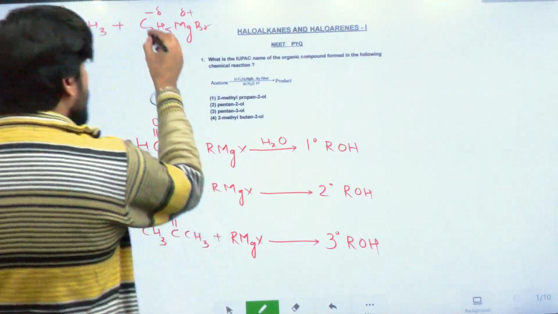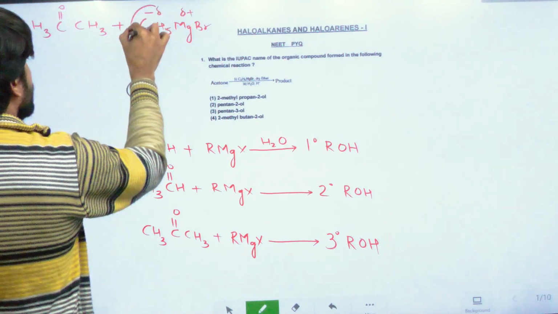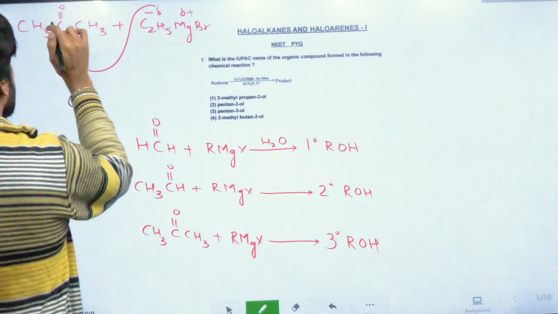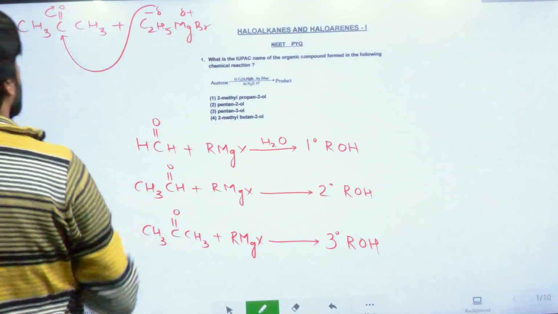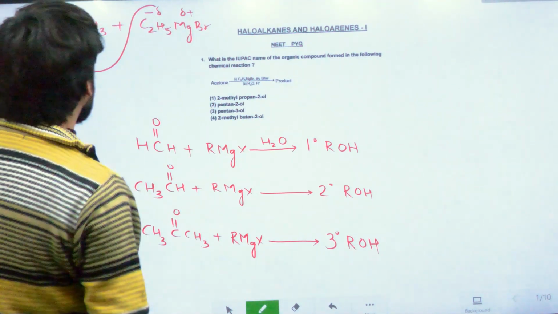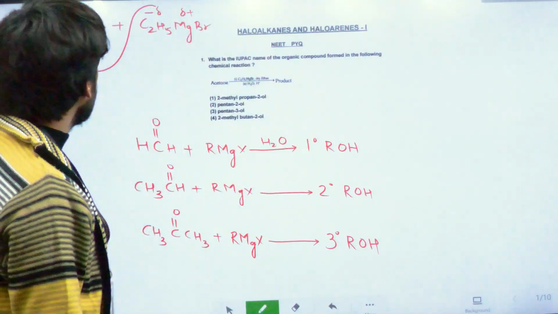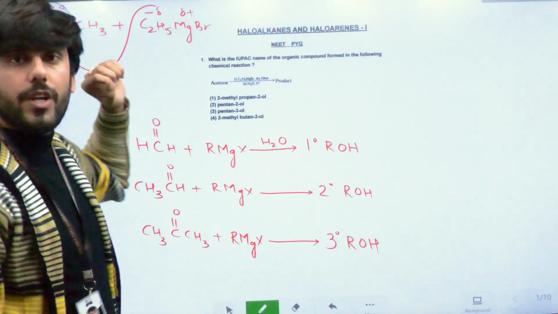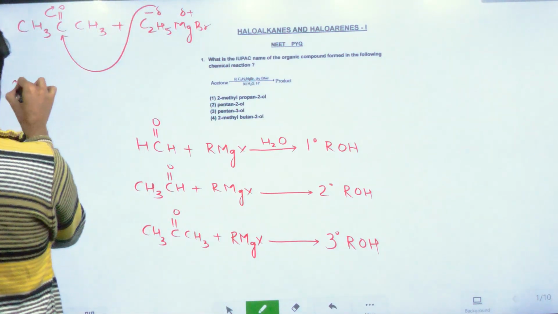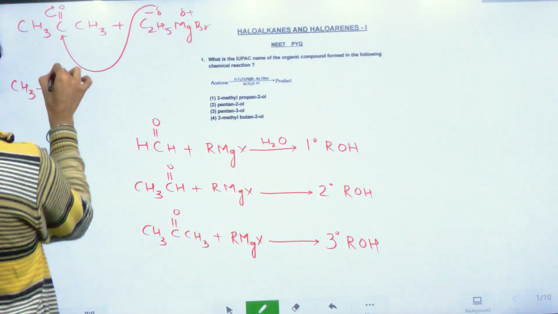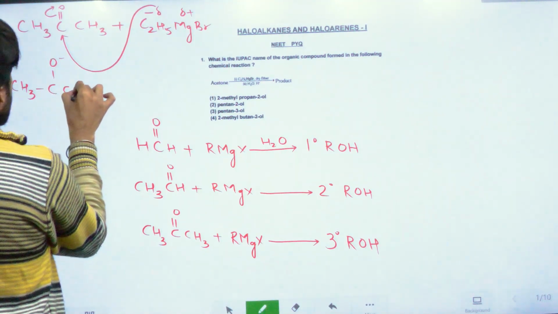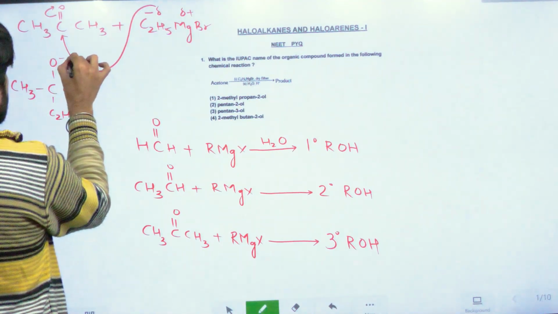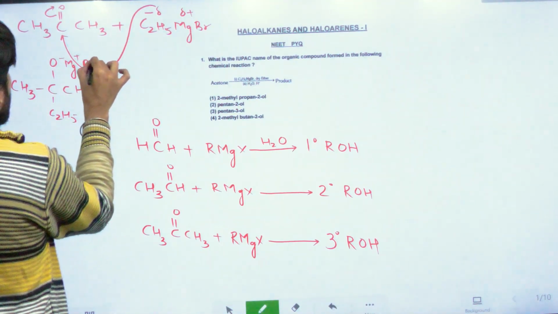Now, the next step is the attack of this C2H5 ion on this carbonyl carbon, and this bond shifts like this. We know that this carbon is electrophilic in nature. Why? Because of the high electronegativity of oxygen, polarity is generated in this bond. So what we get is something of this sort, and here we have C2H5. Obviously it is balanced by Mg plus Br.